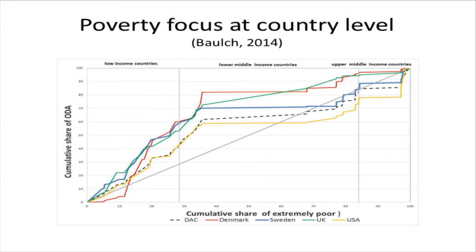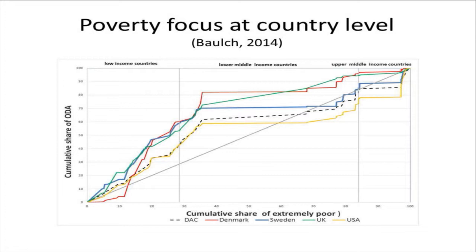And on the y-axis, the amount of aid given, and this is bilateral aid, the amount of aid given to these countries by various donors. And we asked him to look at 4 donors and also the average OECD DAC. You can see that the 45-degree line is there in the table as well. If you are above that, you're poverty focused, you could say.